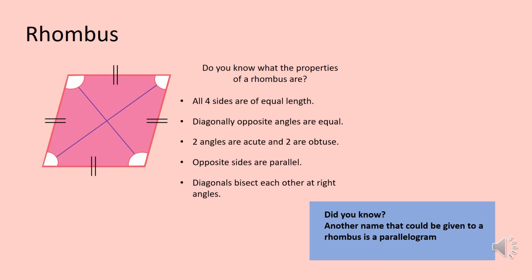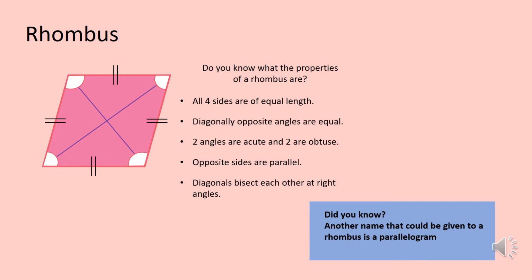Here we have a rhombus. It looks a bit like a square, doesn't it? Only it's been pushed to the side a bit. So let's have a look at what the properties of a rhombus are. A rhombus has all sides of equal length. The diagonally opposite sides are equal. So unlike the sides of a square, which are straight, the rhombus has diagonal sides. The two angles are acute and two are obtuse.